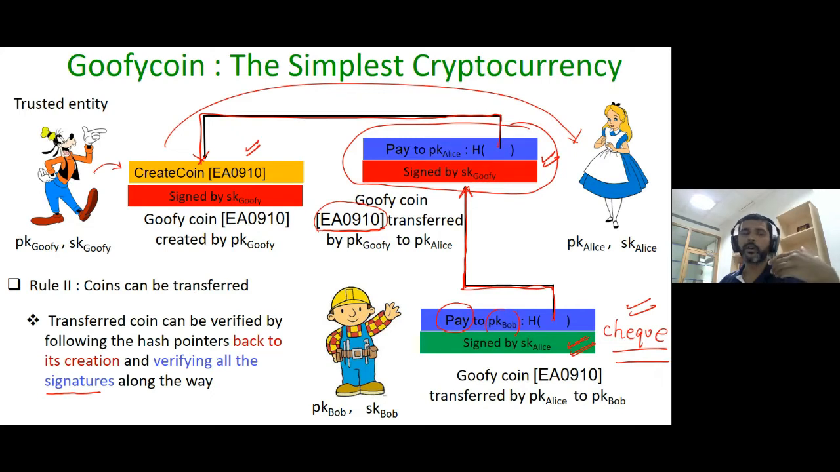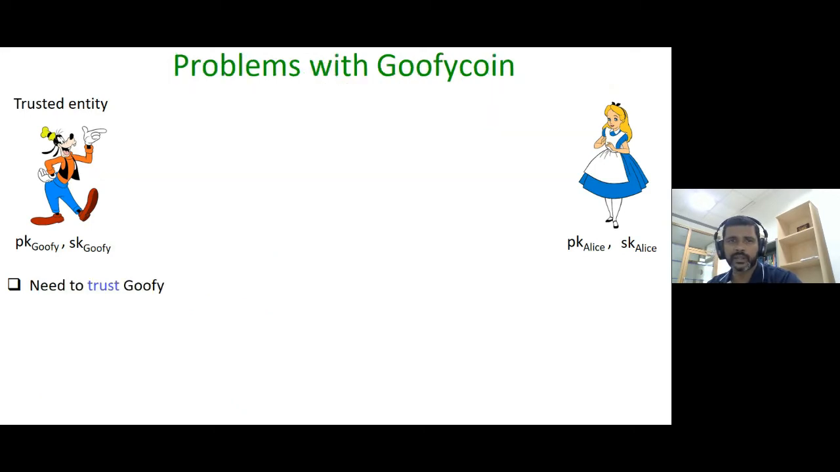And now after this, if again Bob wants to transfer this coin EA0910 to another entity, say Charlie, he will issue now a check signed by Bob. And he will refer to this transaction where the coin that he is now trying to spend to Charlie got generated for Bob. So that's how the coins can be transferred. Right, so very simple currency. We have a trusted entity who only can mint coins, and so that means the create coin transaction can be executed only by Goofy, but anyone who owns a coin can transfer it to another entity by creating a pay transaction.